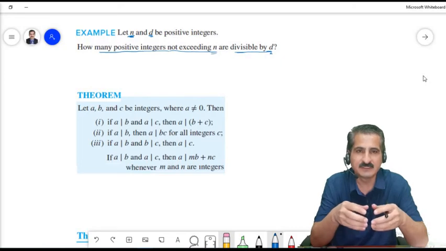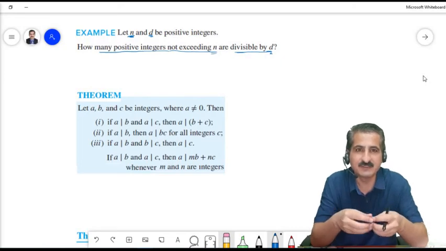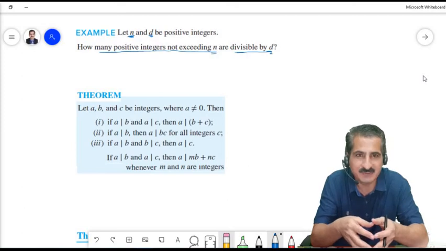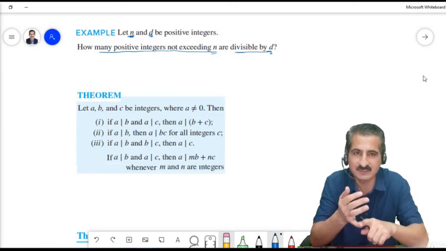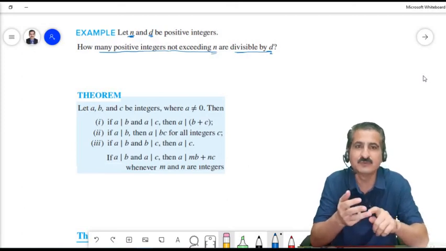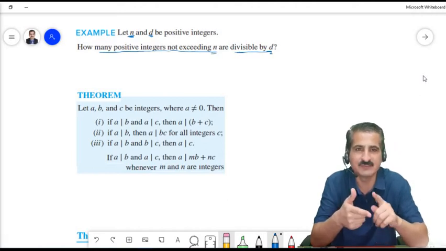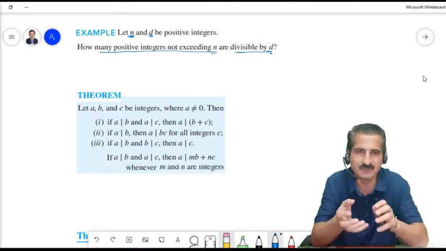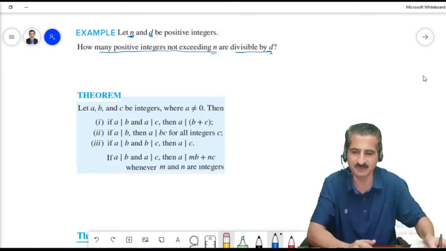But let us ask first, what are the integers? How do they look, the integers that are divisible by d? They are actually multiples of d. It is d itself, 2 times d, 3 times d, 4 times d, 5 times d, and so on till we reach n, or a little before n. What do I mean by reach n or a little before n?